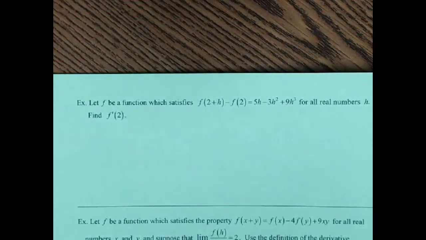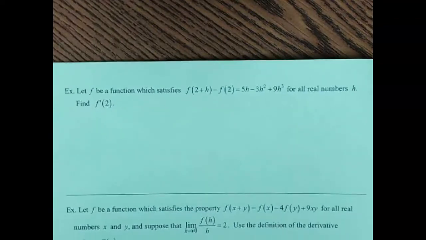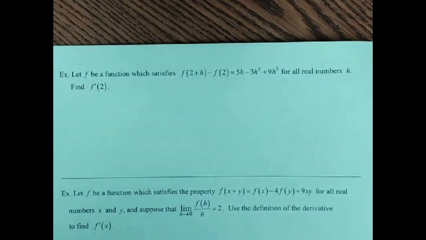We've got: let f be a function which satisfies f of 2 plus h minus f of 2 equals 5h minus 3h squared plus 9h cubed for all real numbers h. Find f prime of 2. And you're like, oh my gosh, Mr. Bell, what in the world are you talking about?